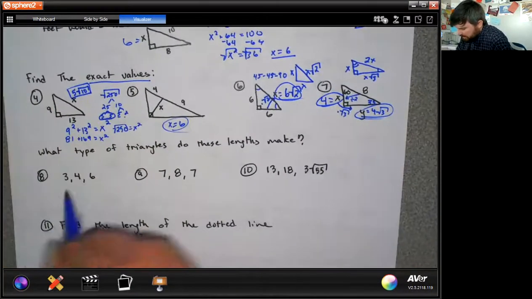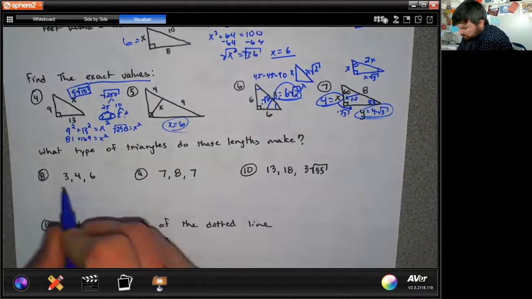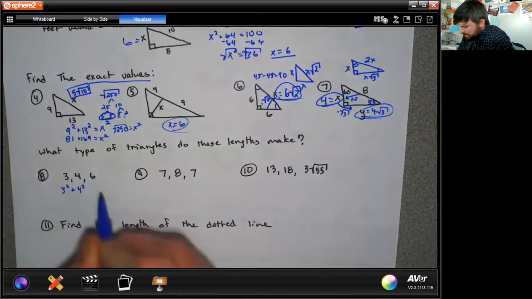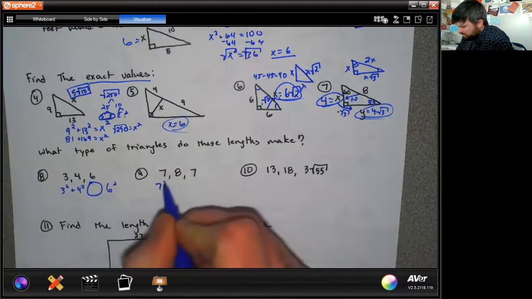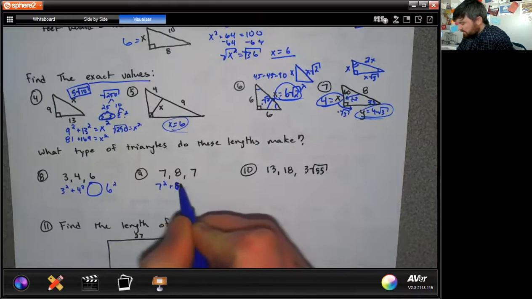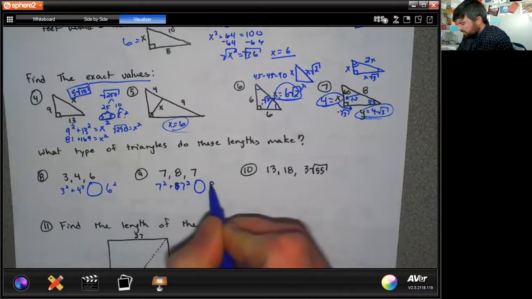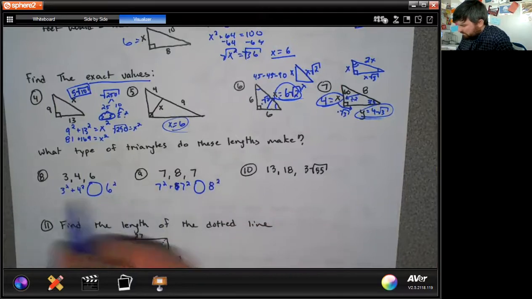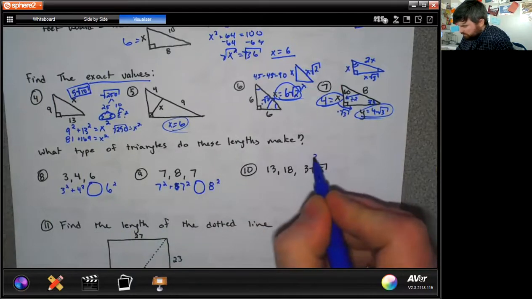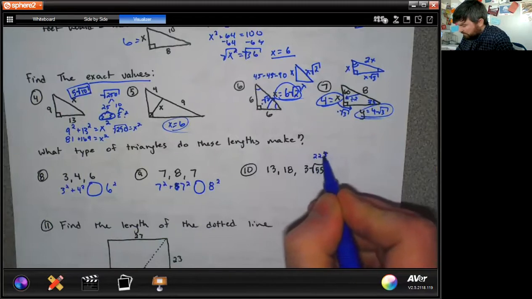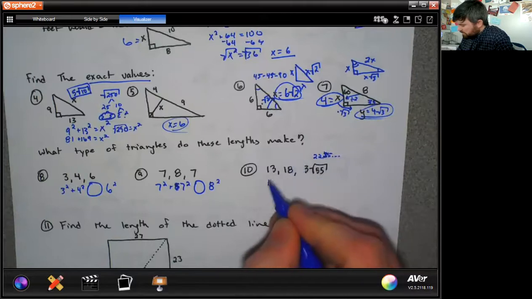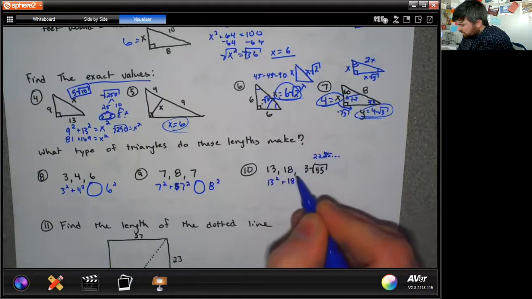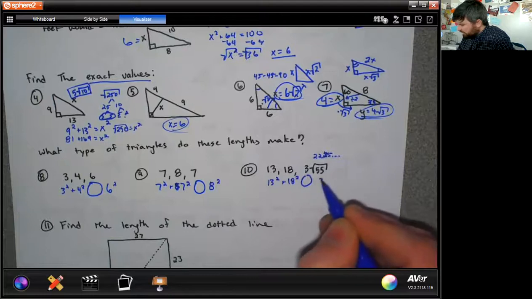So then we're going to take the smallest two, so 3 squared plus 4 squared. And how does that relate to 6 squared, the longest? So 7 squared plus 8 squared. How does 7 squared relate to 8 squared? And then we'll do this one. Remember, this was 22 point something. So it's the largest. So you've got 13 squared plus 18 squared. How does that relate to 3 radical 55 squared?